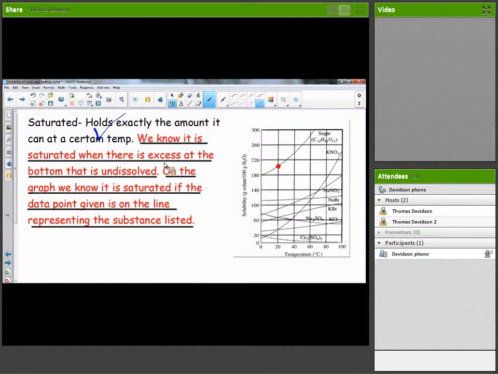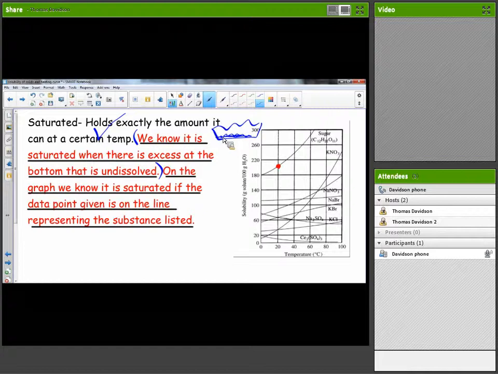Okay? Another one is using this definition. Actually, this is on there twice. We know it is saturated when there is excess at the bottom that is undissolved. Do you remember that yesterday? So this is our Cheerios. All right, we have our milk, but we have sugar at the bottom. Listen to me right now. The words that I'm saying are super important. If there's anything, then we don't actually know for sure that it's holding as much as it can.